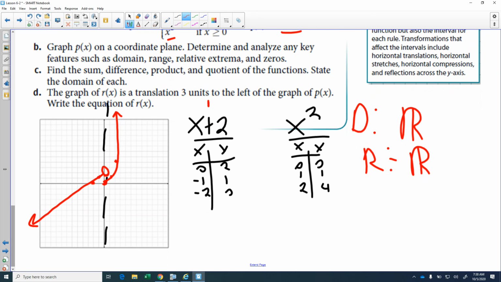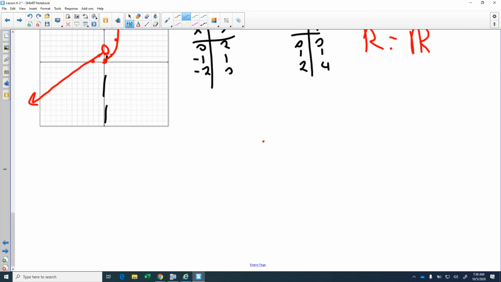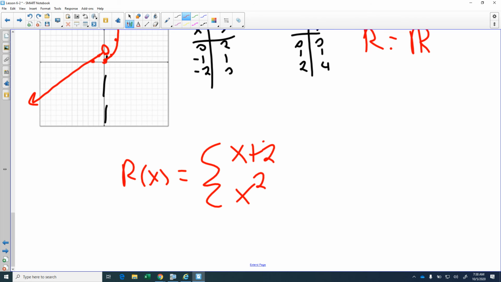So for example, just a quick one, if I was doing addition or the sum, I would take p of x, which is just, oops. So if I had this same piecewise function, x plus 2, x squared. If I want to do this piecewise function, this would be less than 0. x is greater than or equal to 0.